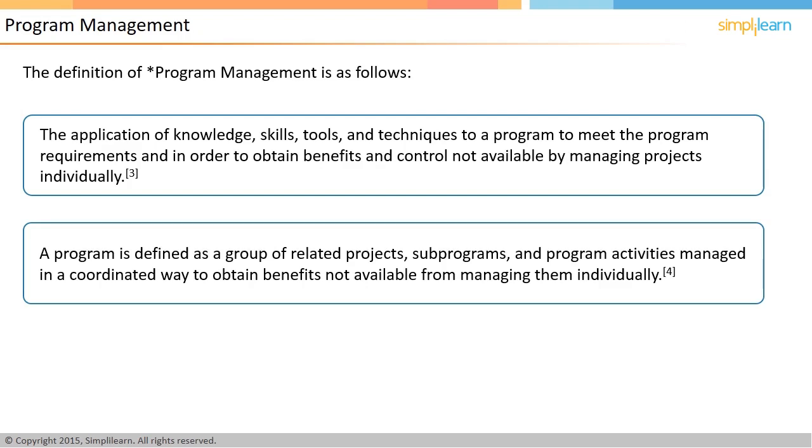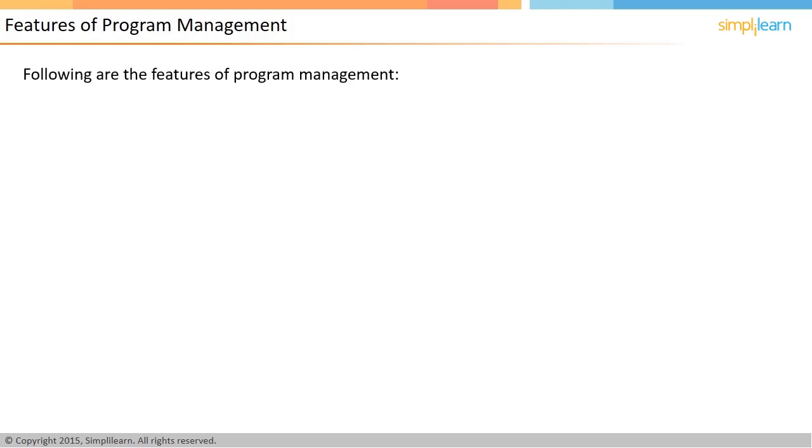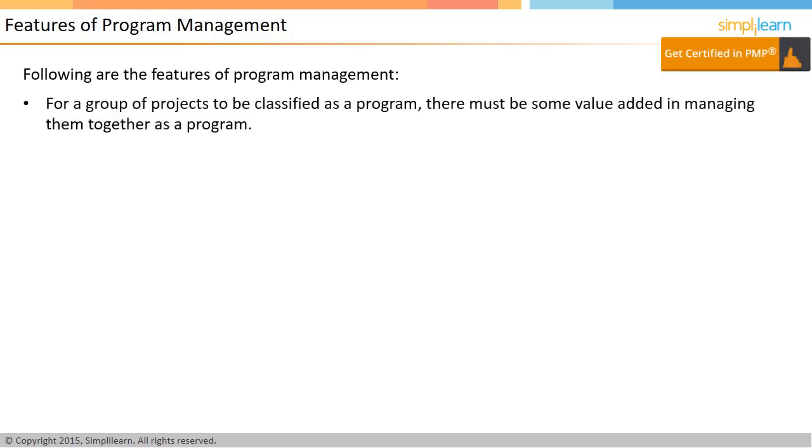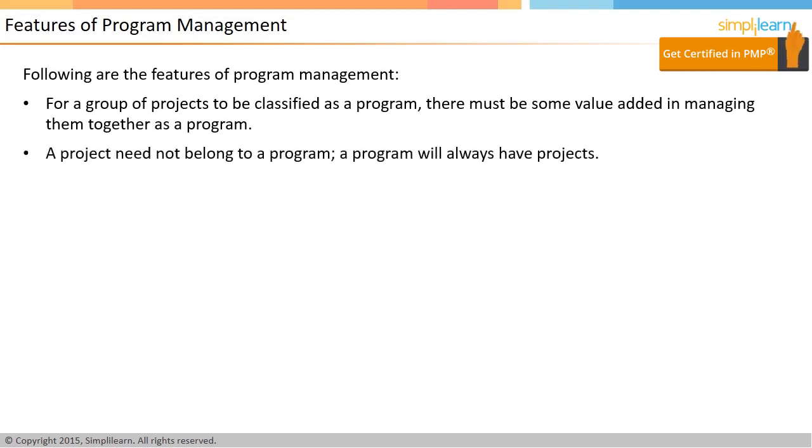Let us now learn the various features of program management. Random projects cannot be grouped together as a program. The projects in a program should be related in some way or the other, and there should be some value added in managing them together. A project may not be a part of any program, but a program will always have projects. A project can also be executed as a standalone project.